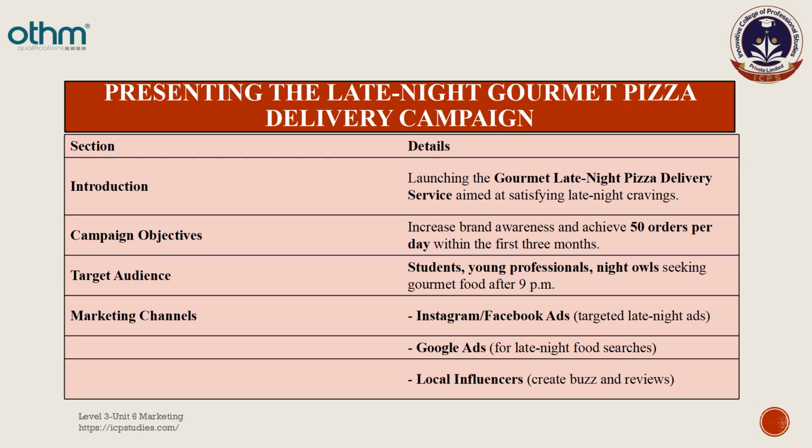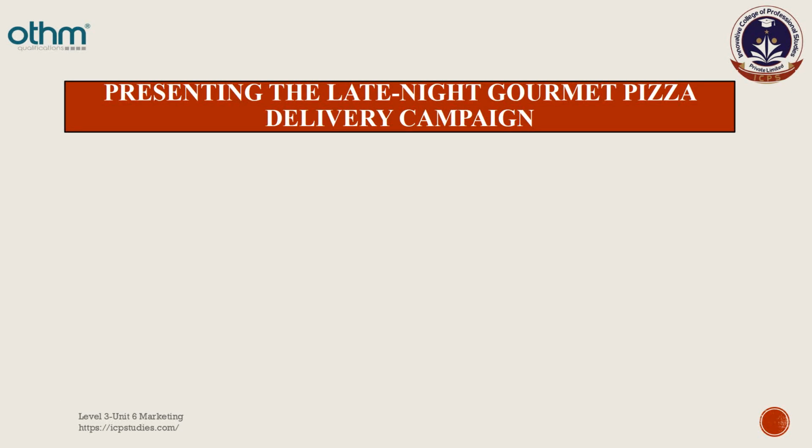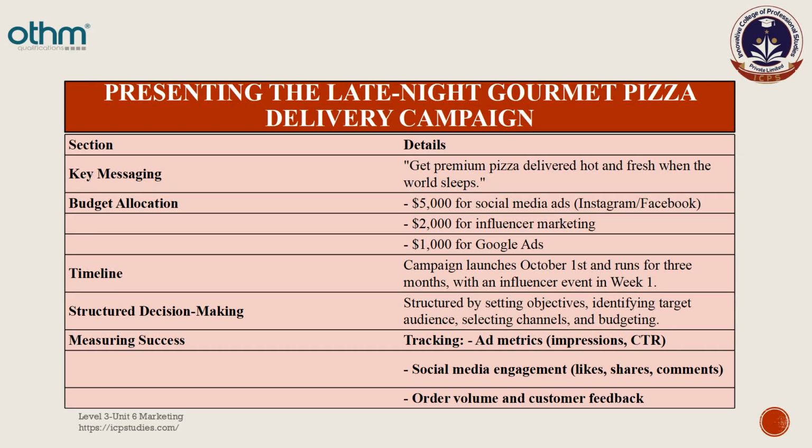Then we have different marketing channels through which we can market our product, and it can be Instagram and Facebook ads, and we target all late night ads. Then we can have Google ads for late night food searches, and we can also use local influencers to create buzz. Then we have the key messaging, like what message we are going to deliver to our customer. For example, our message can be: get premium pizza delivered hot and fresh when the world sleeps.